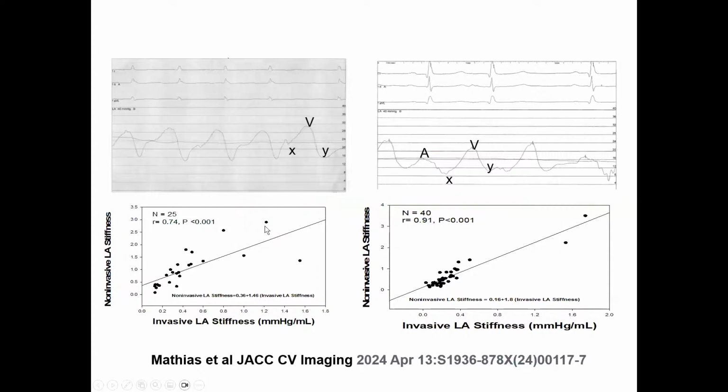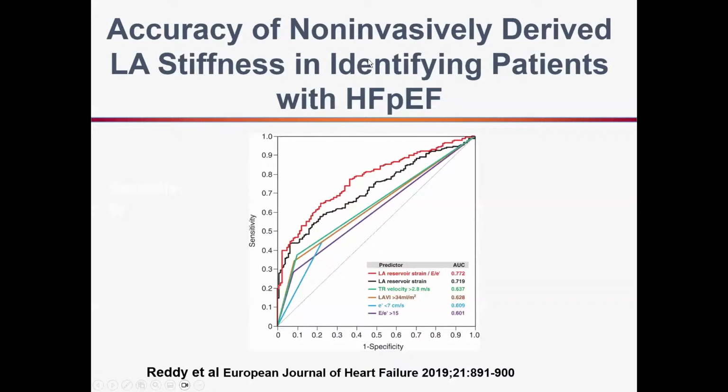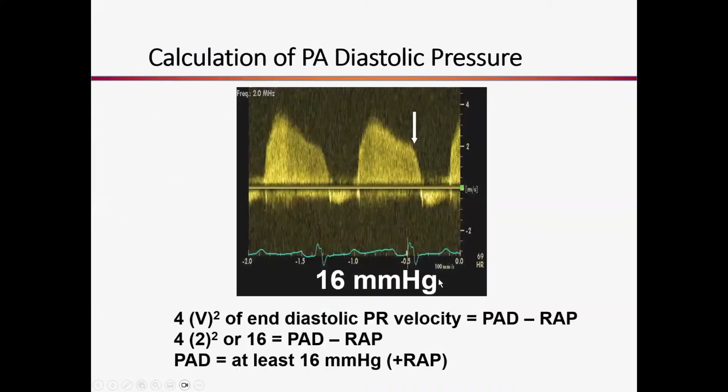Recent work from our group showed that whether you look at patients in atrial fibrillation or patients in sinus rhythm, there is a significant association between the invasive stiffness and the non-invasive left atrial stiffness in both groups of patients. Also, this is a large study from the Mayo Clinic showing that the highest accuracy for identifying patients with heart failure preserved EF, using the invasive criteria as the gold standard, was LA compliance expressed as the ratio of reservoir strain to the E to E prime ratio.